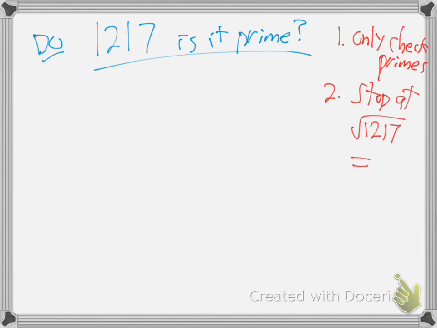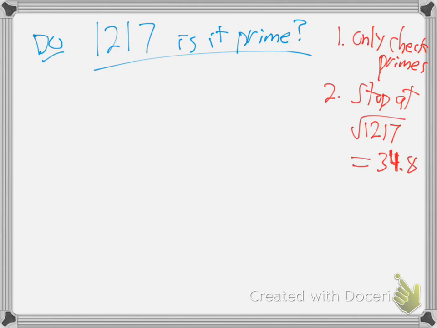Let's find that right now. You guys have your calculators? Find out what the square root of 1217 is. It'll be some decimal thing. I'll get it also. It's 34.8, blah, blah, blah. So you can stop at the last prime before 34. You don't need to check beyond 34.8.